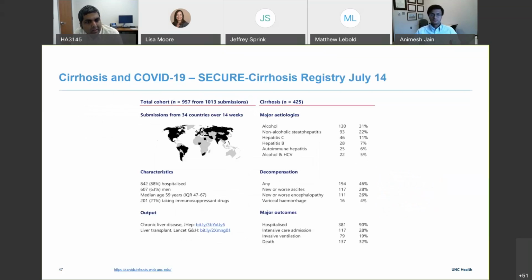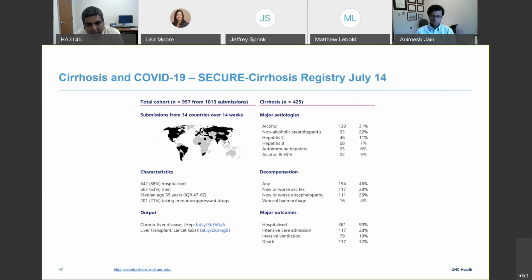This is the registry that actually was similar to what Dr. Jain had discussed earlier about IBD. On the flip side, in cirrhosis, this has actually been headed up by one of my mentors at UNC, Dr. Barritt. But this is a database that's been conducted around the world with a joint partnership with the European Society of Liver Disease. Basically, it's just a survey that providers can submit into this database to give the rest of us just an idea of how cirrhotics are doing throughout the world.